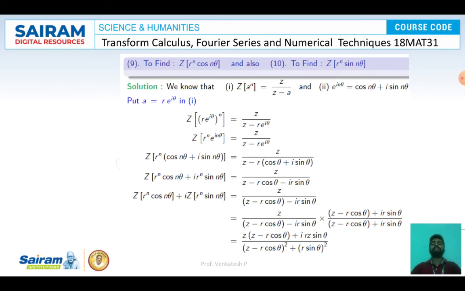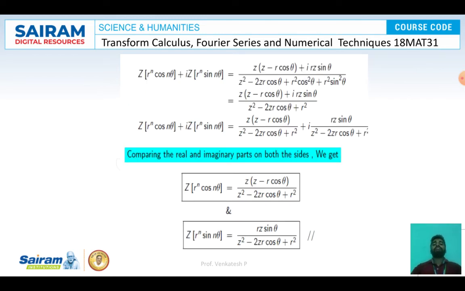So now grouping all the terms. So here Z transform of r^n cos n theta plus i Z transform of r^n sin n theta equals z by z minus r cos theta minus i r sin theta. So now I am going to simplify this. We got z by z minus r cos theta minus i r sin theta, now into z minus r cos theta plus i r sin theta divided by z minus r cos theta plus i r sin theta. So by simplifying this, we got z into z minus r cos theta plus i r z sin theta, divided by (z minus r cos theta) whole square plus (r sin theta) whole square.